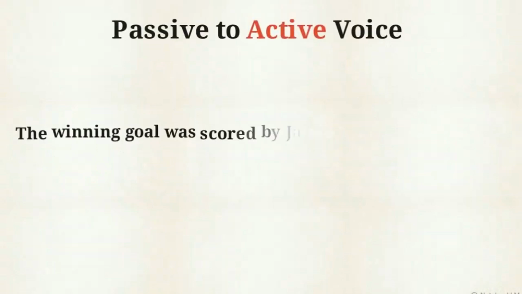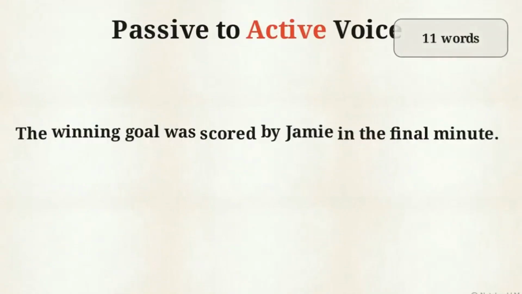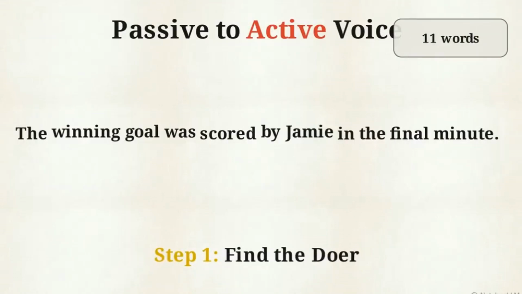Let's use this sentence as our target. The winning goal was scored by Jamie in the final minute. Step 1. Find the true doer of the action. Ask yourself, who actually performed the action? Look right after the word "by." There's our doer, Jamie.